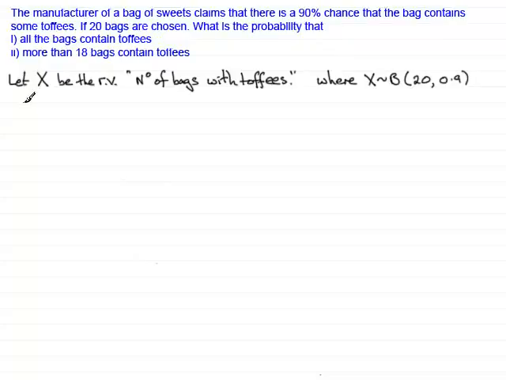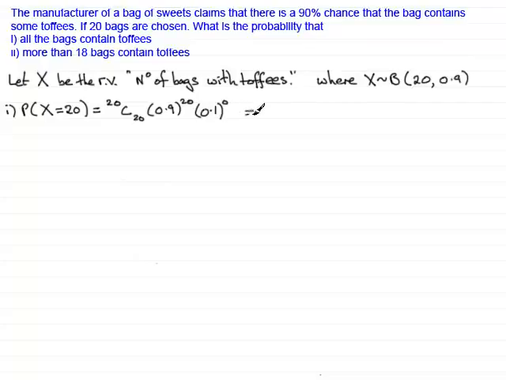Now, in the first question, the probability that all the bags contain toffees. So for part 1, we're looking for the probability that X equals 20. And assuming that you're familiar with the formula, it will be 20 C and then the number of successes, which in this case is 20. Then we write down the probability of success, which is 0.9, and this occurs with a success rate of 20, so that's to the power 20, and then you've got 0.1, the probability of failure, and that would occur no times.